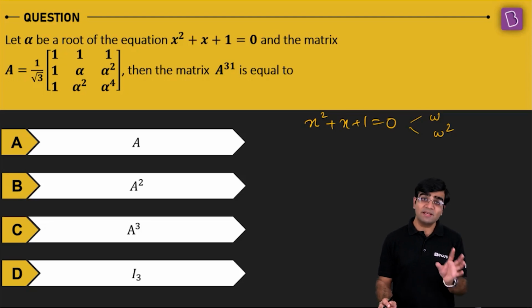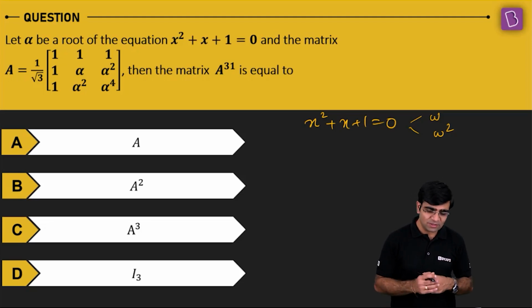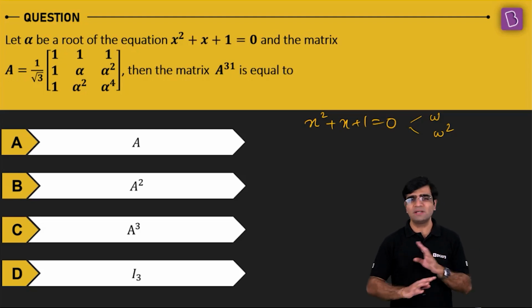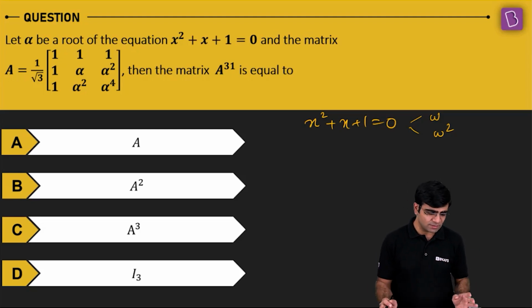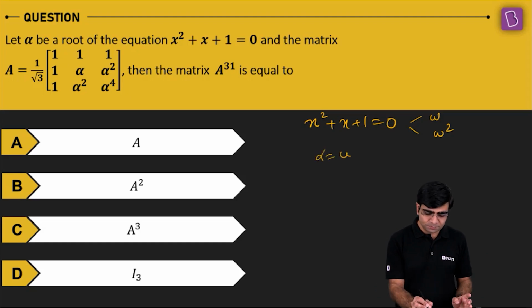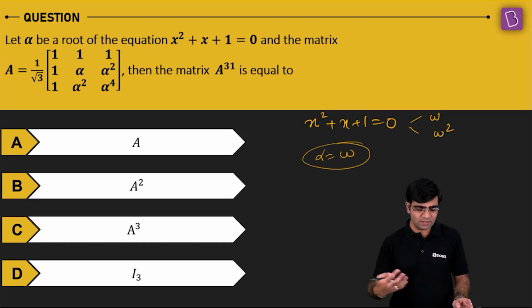Perfect. So basically the value of alpha is nothing but omega. It says that alpha is a root of this equation, so I can choose alpha as omega or omega square. Doesn't matter, right? That's not going to change my answer. So I can choose either of them. Let's say I take alpha to be omega only, and I'll be solving my question in that style itself.